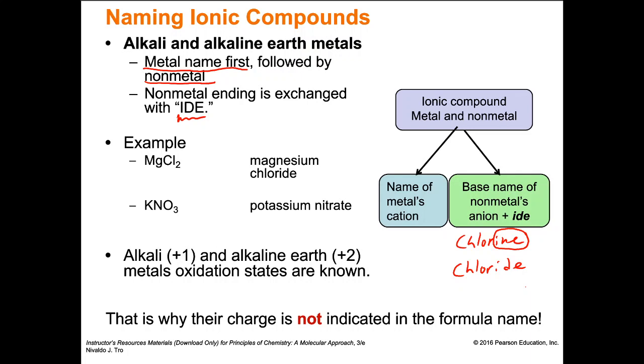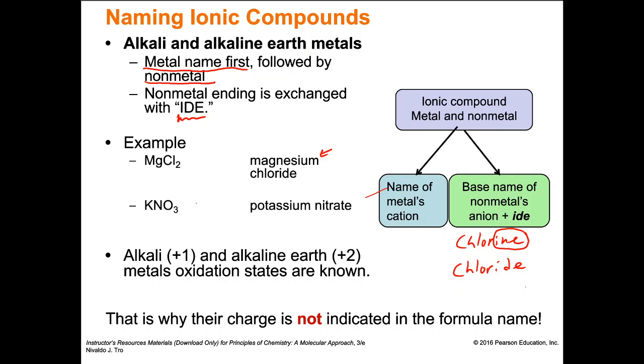So some examples here. We have MgCl2. First thing we're going to do, name the metal cation. In this case, it's magnesium. Then write the base name of the anion. This time it's chlorine, so change the -ine to -ide. So we have magnesium chloride.